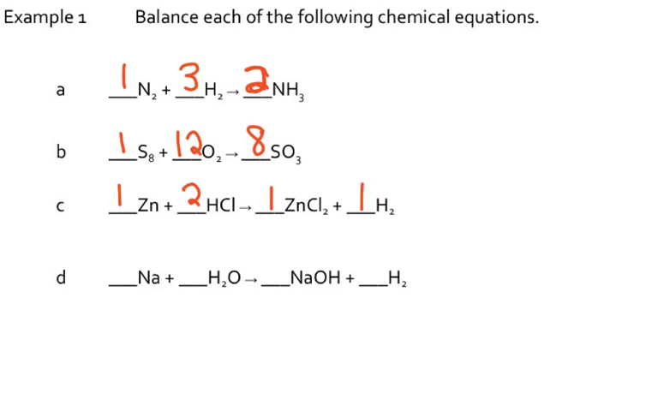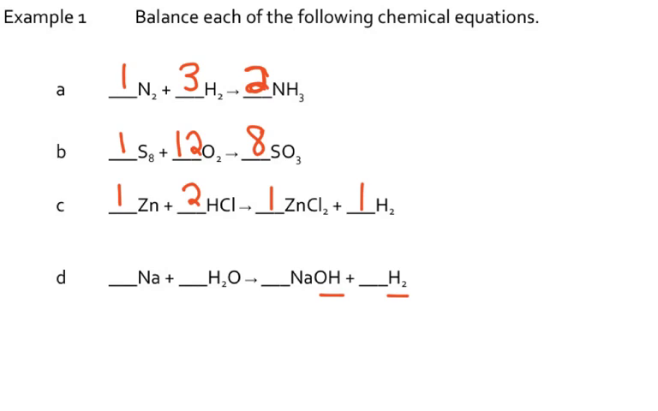So looking at NaOH, we have 1 sodium in that compound. We also have 1 sodium on the left, so we're okay. We have 1 oxygen in NaOH. We also have 1 oxygen on the left, so we're okay there. But the hydrogens actually create a bit of a problem here because hydrogen shows up in 2 compounds.